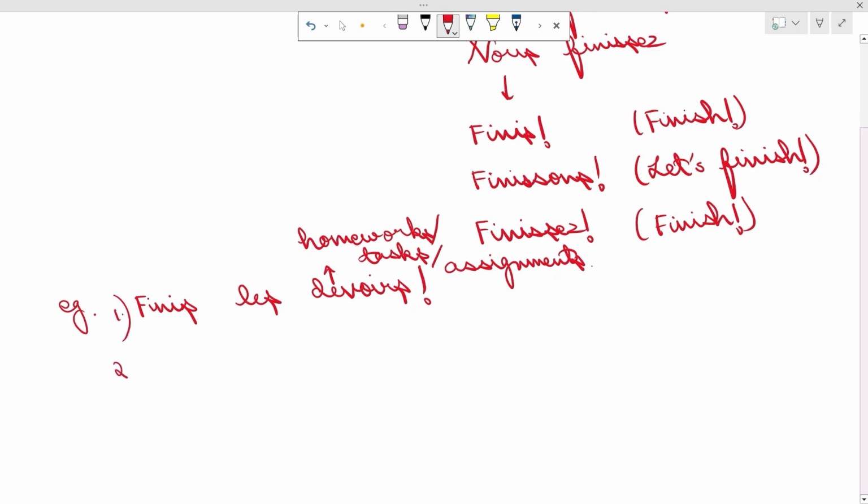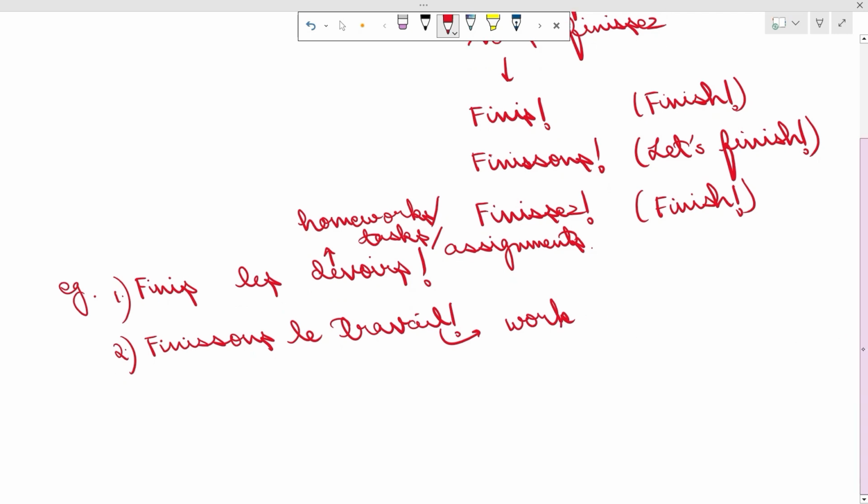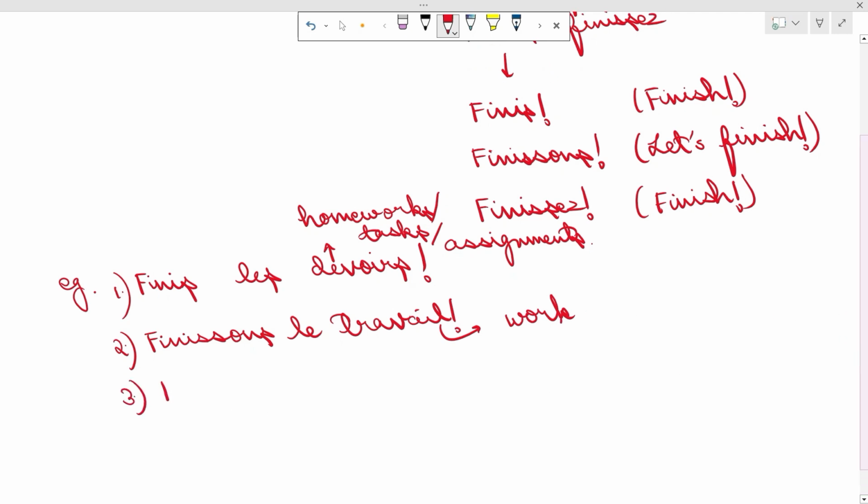Second example, finissons le travail. Travail means work. Let's finish the work. Third example, let's take one more: finissez le projet. Finish the project. Projet means project.